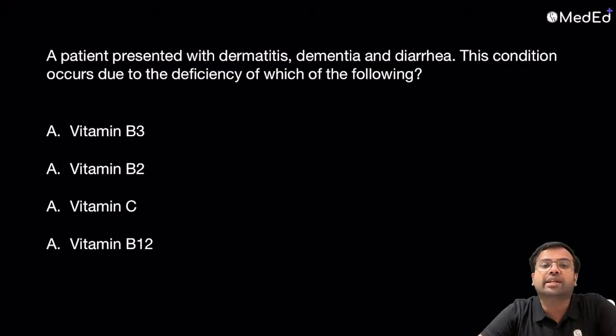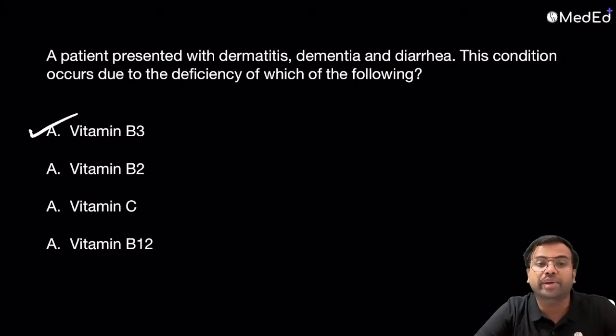A patient presented with dermatitis, dementia, diarrhea. The condition occurs due to the deficiency of which of the following? Very, very simple, right? So we have been learning about nutritional deficiency since long. Now here in the question itself, they have given you the 3 Ds. Out of 4 Ds, 3 Ds are mentioned. Dermatitis, dementia, diarrhea. So what is this deficiency due to? Yeah, very good. It is due to vitamin B3.